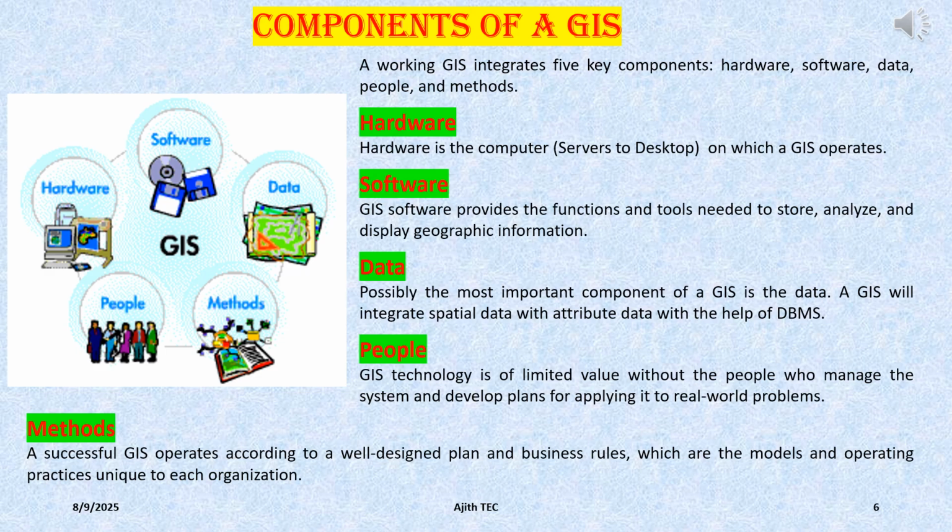People. GIS technology is of limited value without the people who manage the system and develop plans for applying it to real-world problems. Methods. A successful GIS operates according to a well-designed plan and business rules, which are the models and operating practices unique to each organization.